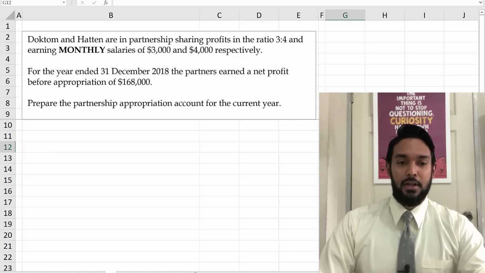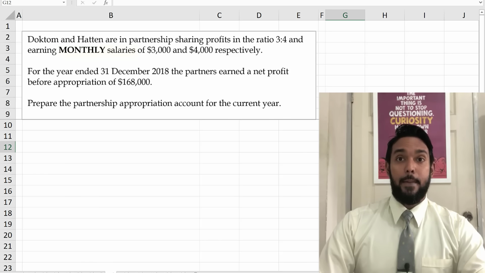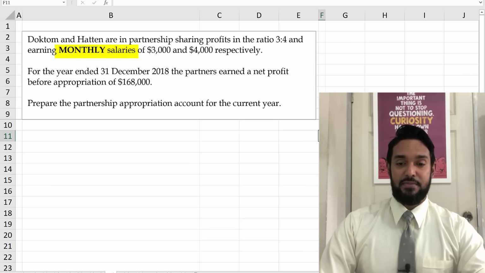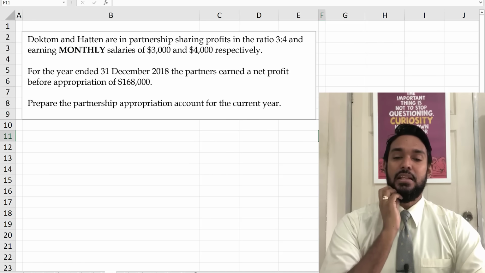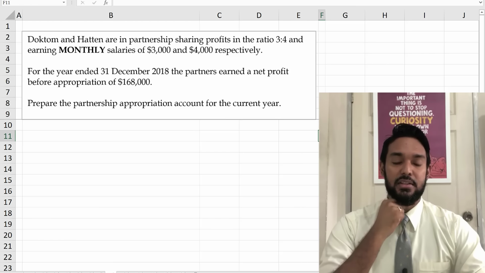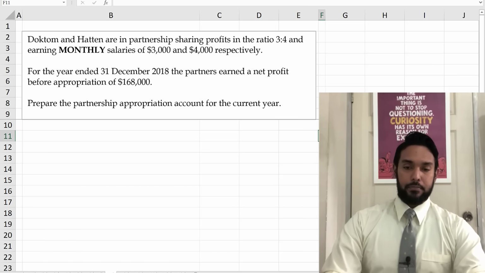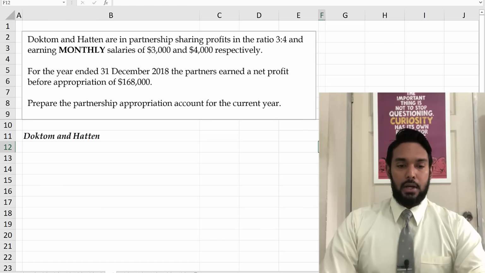Right, Dr. Manhattan and Hatton are in partnership, sharing profits in the ratio of 3 to 4, and earning monthly salaries of $3,000 and $4,000 respectively. For the year ended 31st December 2018, the partners earned a net profit before appropriation of $168,000. Prepare the partnership appropriation account for the current year. Okay, so Dr. Manhattan, sorry, my bad.